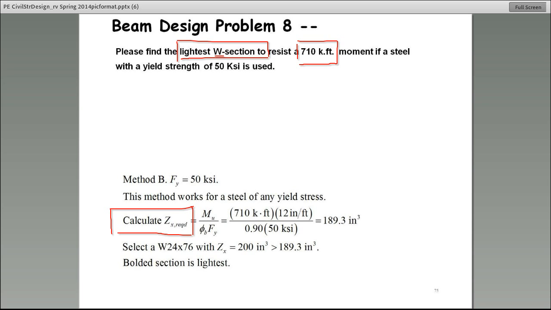The other thing we need to know is the yield strength of the steel. In other words, what type of steel are we using? And they will give you that. In this case, 50 KSI. So here's how it works. The yield stress is 50 KSI.